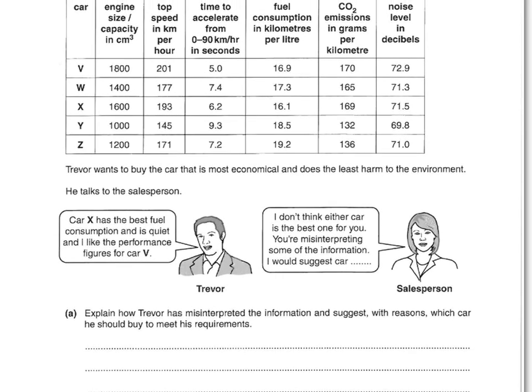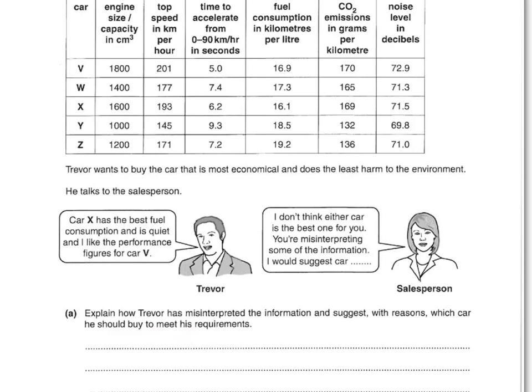He talks to the salesperson. Now Trevor says, car X has the best fuel consumption and is quiet, and I like the performance figures for car V. But the salesperson says, I don't think either car is the best one for you. You're misinterpreting some information. I would suggest car... So explain how Trevor has misinterpreted information and suggest with reasons which car he should buy to meet his requirements.